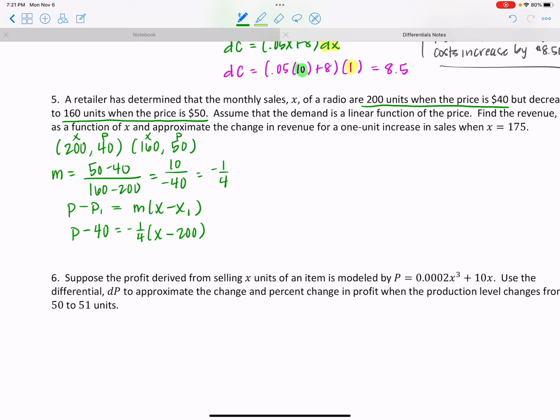Okay, so p minus 40 equal to, if I distribute, that's negative 1/4 x, and then positive 200 divided by 4 is going to be 50. And then I just need to add the 40 over. So p is going to equal negative 1/4 x plus 90. So there's our demand function. Demand function is p, lowercase p, price function, demand function, same thing.